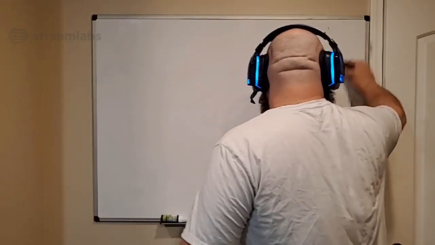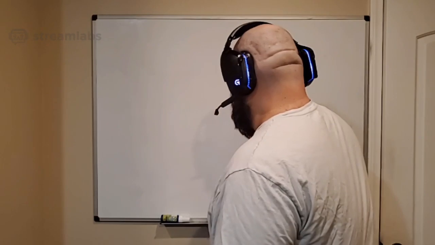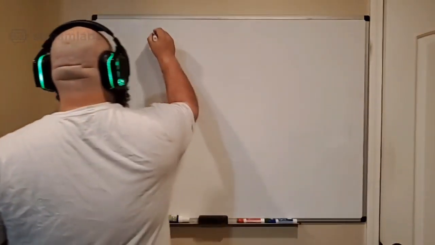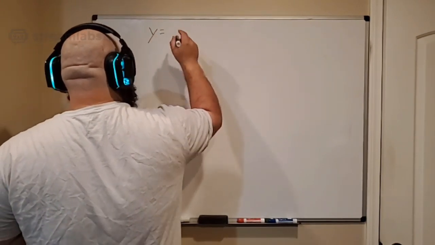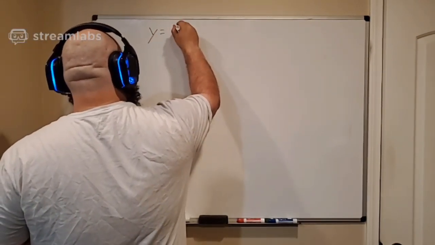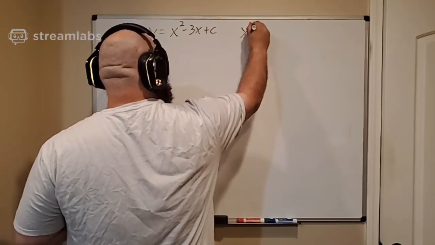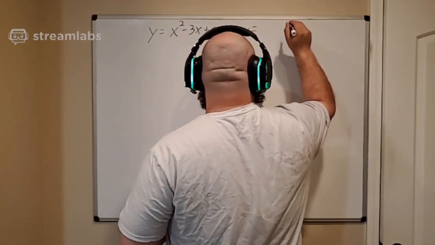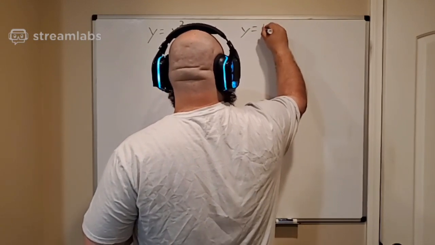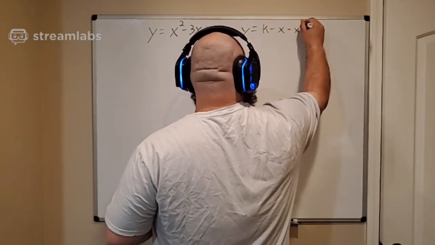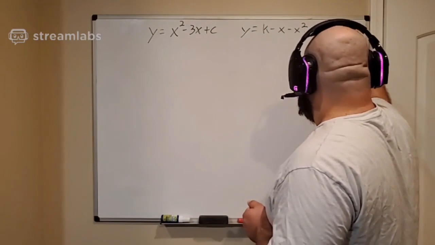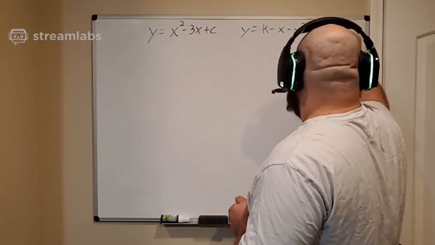All right, will somebody read me the equations for number 3? Y equals x squared minus 3x plus c. And the other one? Y equals k minus x squared. And it was negative 2, 12, right? Negative 2, 12. Good, thank you. Okay, so first, directions were to solve for c and k.